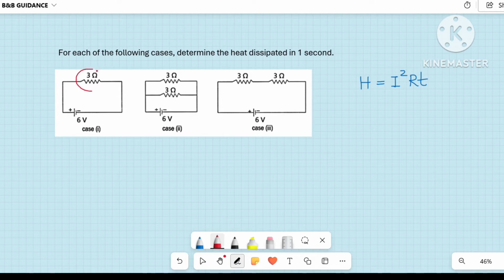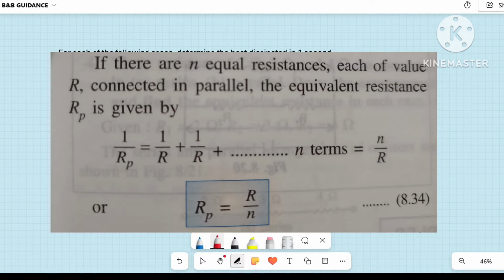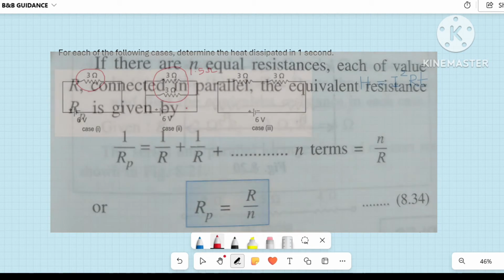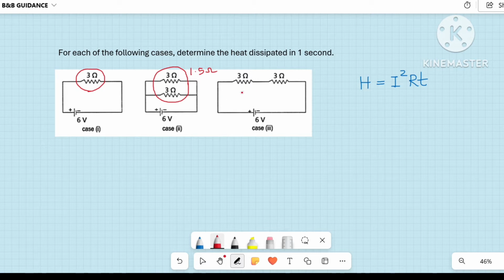the resistance is 3 ohm. Second case, resistance of the circuit is actually 1.5 ohm because two 3 ohm resistors are connected in parallel. Then equivalent resistance will be half of 3 ohm. You know that. Here, in the case of two 3 ohm resistors connected in series, the total resistance will be 6 ohm.